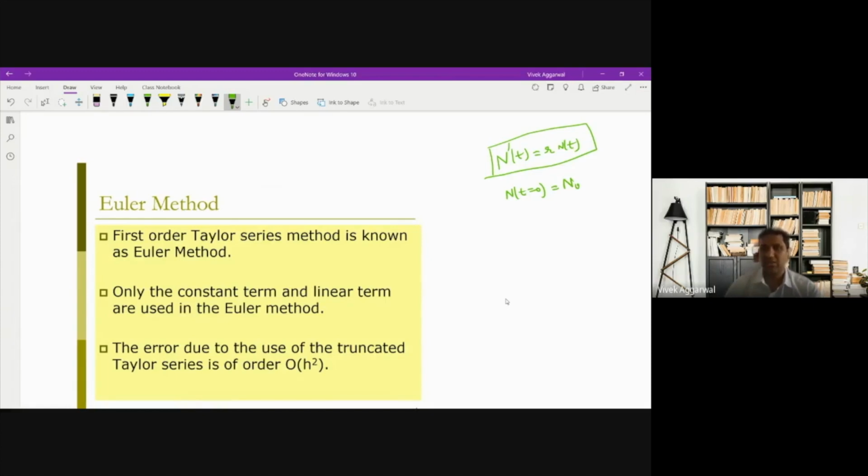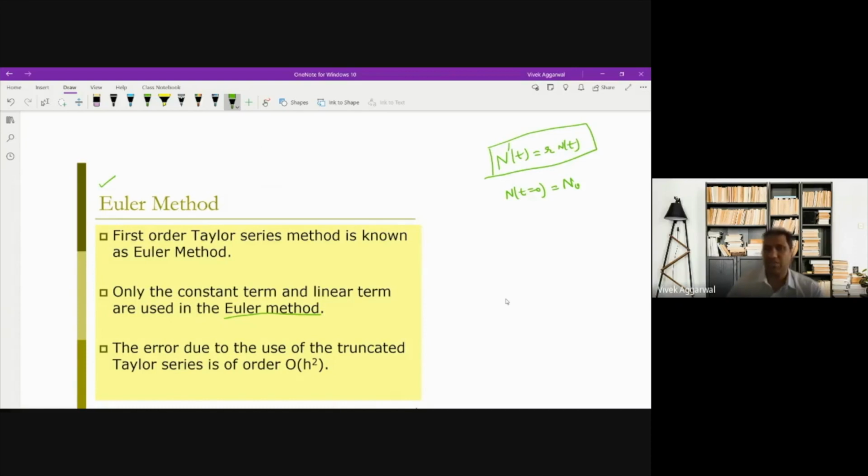In this case, this is an ordinary differential equation, and I want to solve it using some numerical methods. The first method we always deal with, and a powerful one, is called the Euler method. The Euler method is a first order Taylor series method. Only the constant term and the linear terms are used, and the error is due to the use of the truncated Taylor series, of order h square.